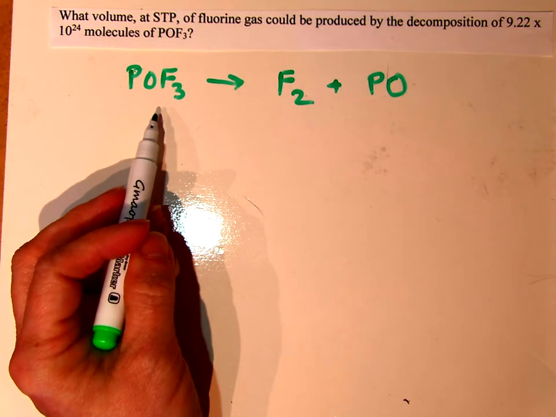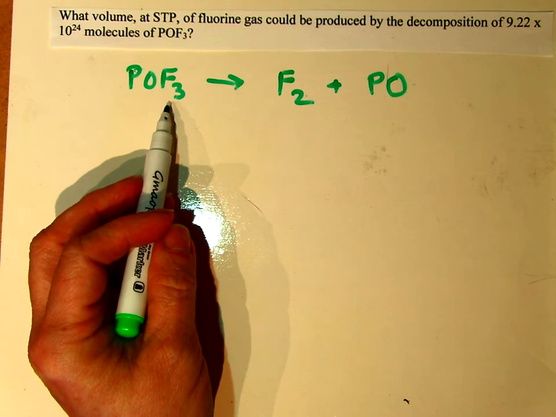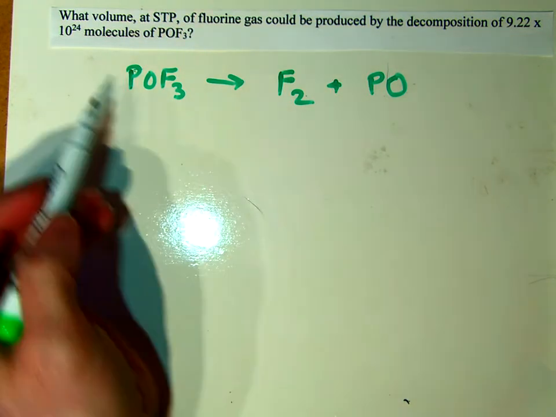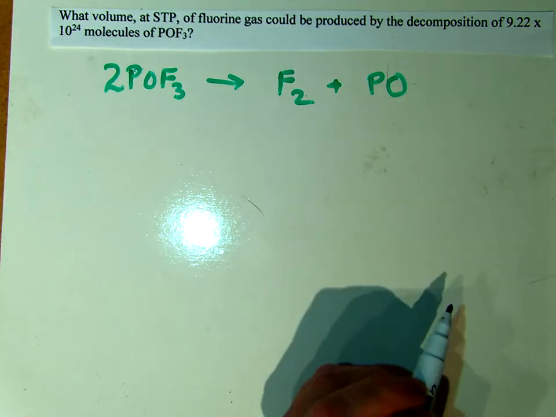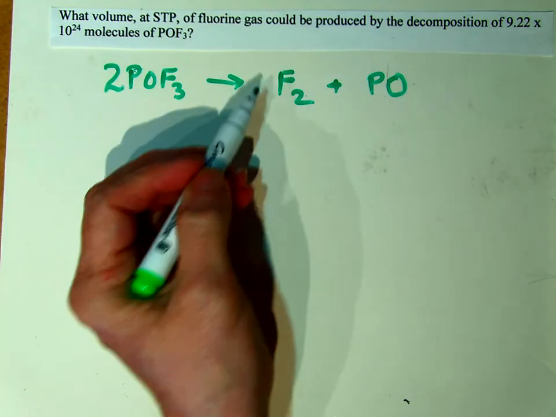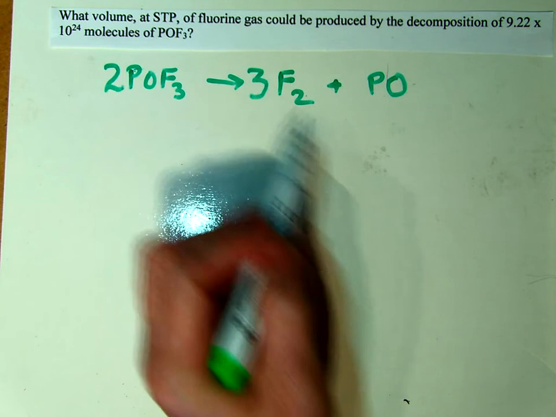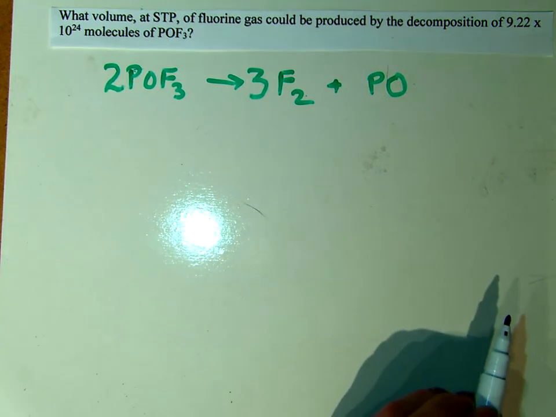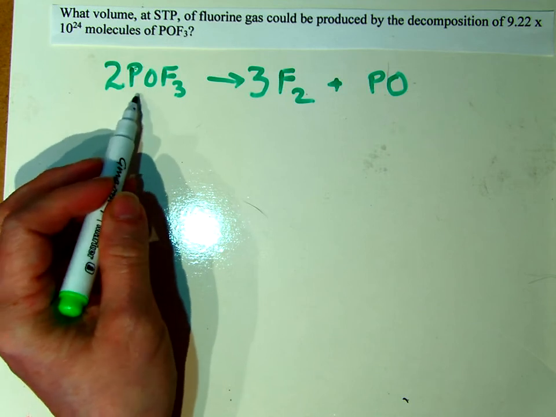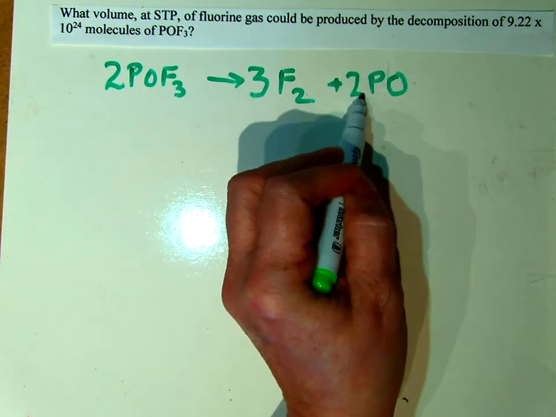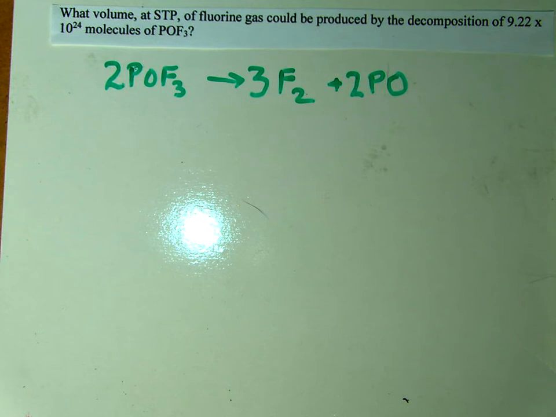We've got the odd-even rule. We have an odd number of fluorines on the left and even on the right. So let's start by putting a 2 here on the left-hand side. That gives us 6 fluorines. So we need to put a 3 in front of the fluorines on the right-hand side. And let's not forget to balance out the phosphorus and the oxygen. Since we have a 2 here, we're going to need a 2 there. So now we have a balanced chemical equation. So far, nothing different than what we've done so far.